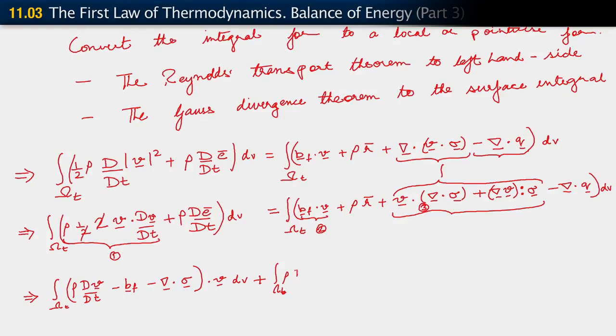the integral over omega t, rho, material derivative of the internal energy per unit mass, dv, equals, on the right hand side, the integral over omega t, the local heating, plus the terms that remain there. I'll write this as sigma contracted with the spatial velocity gradient, minus divergence of q.